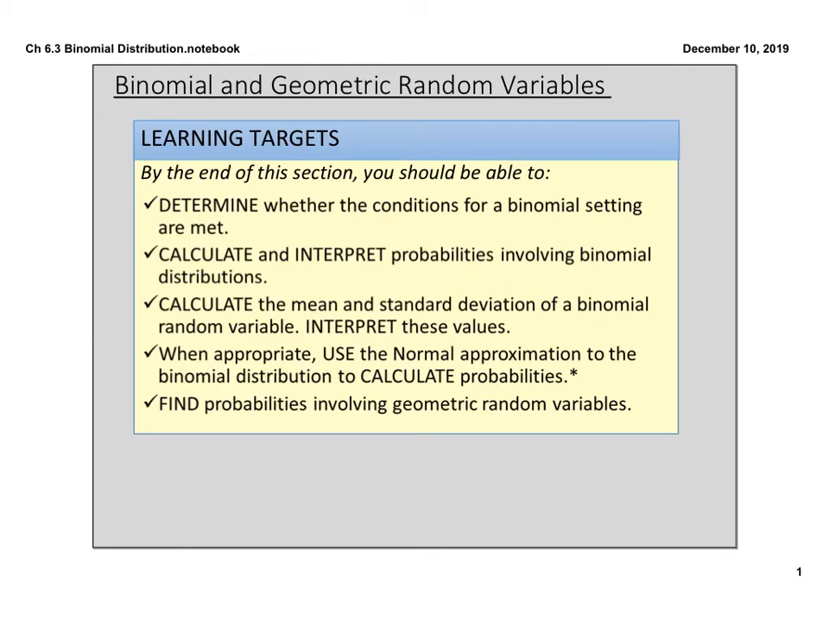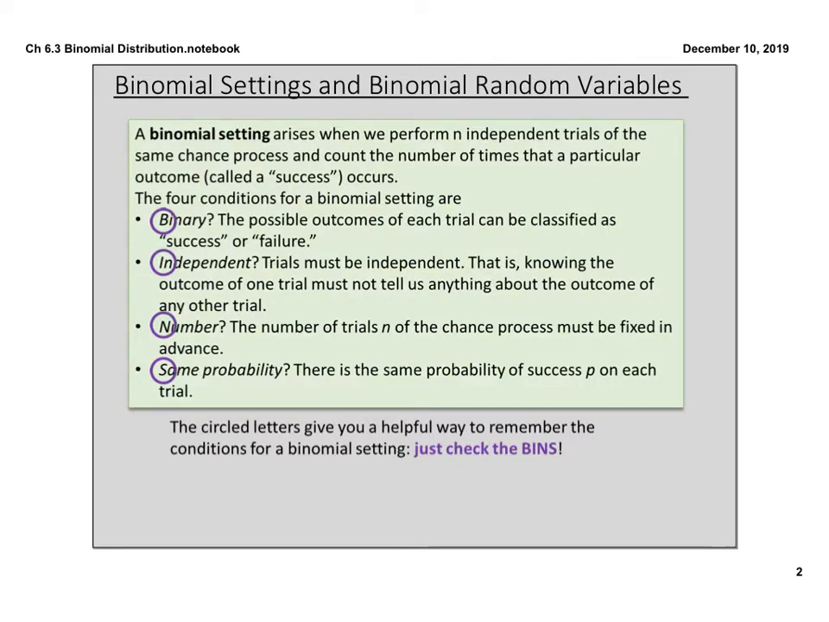So binomial distributions. Here's kind of the definition of a binomial setting. A binomial setting arises when we perform n independent trials of the same chance process and count the number of times that a particular outcome or success occurs. Here are the four things that you have to look for in a binomial setting. The first and foremost thing that makes it easiest to spot a binomial setting is the B. It needs to be binary. That's where you get the term binomial. Binary means you have a success and a failure, and that's it.